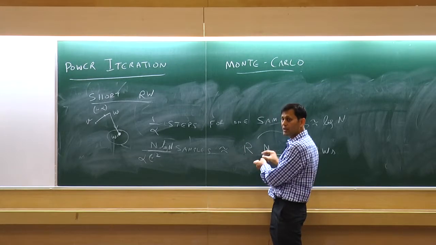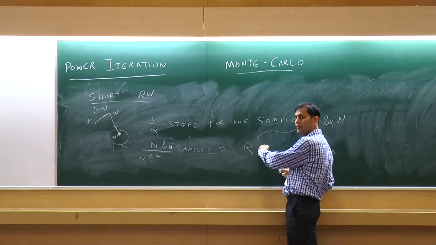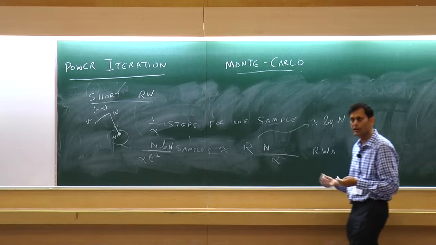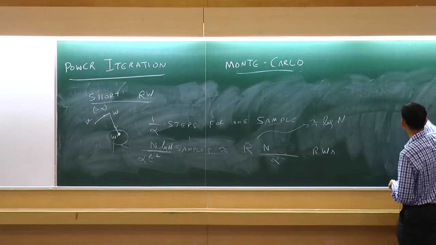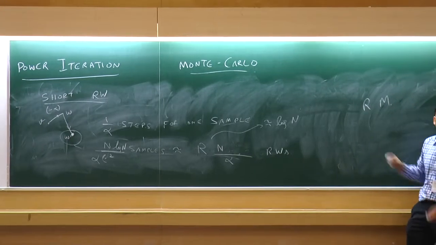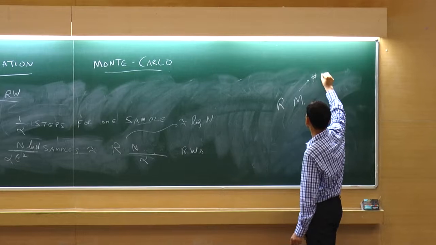So you can think of Monte Carlo as you're doing roughly R times n over alpha random walks. Okay? Where R is some small number, think of it as log n. This R is comparable to what we had in power iteration. In power iteration, we had R times m time. Okay? So n is the number of nodes, m is the number of edges.